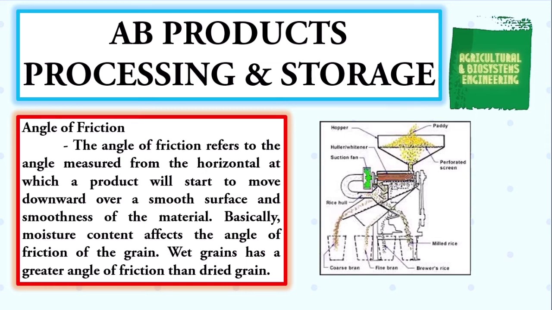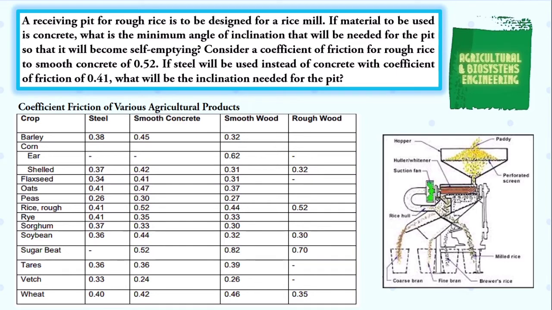In getting the angle of friction of a certain product, we have a table that is necessary to determine the coefficient of friction for a certain agricultural products. If you noticed, we have the list of crops from the first row of the table, also the other rows indicates certain materials with the distinct coefficient of friction. I will show you how this table is being used.